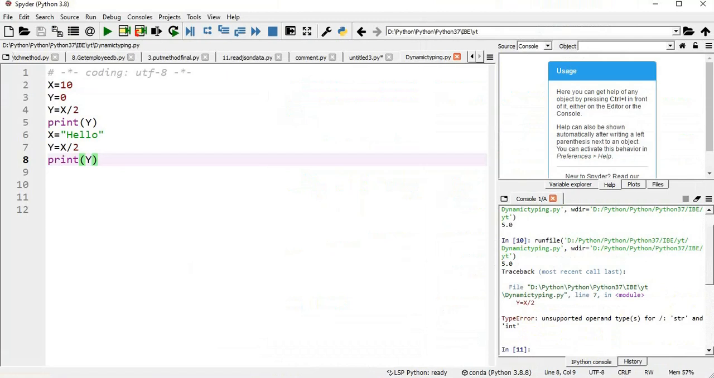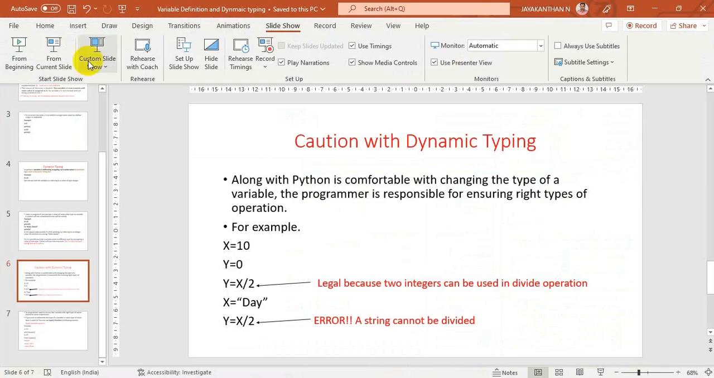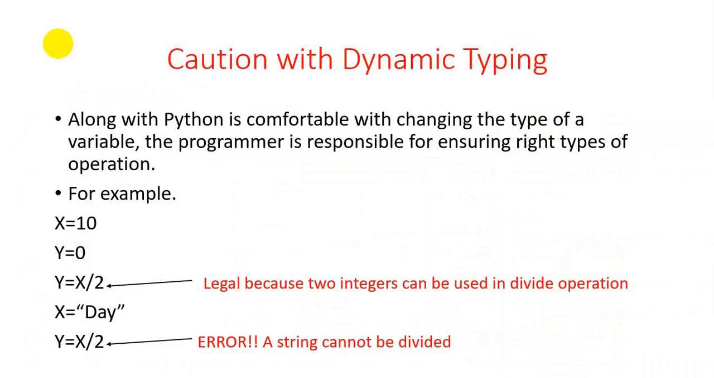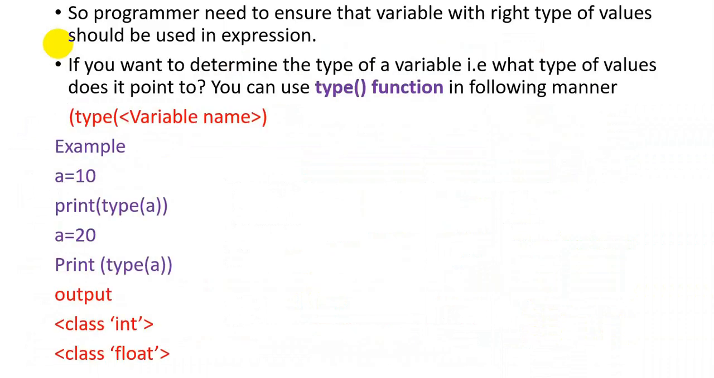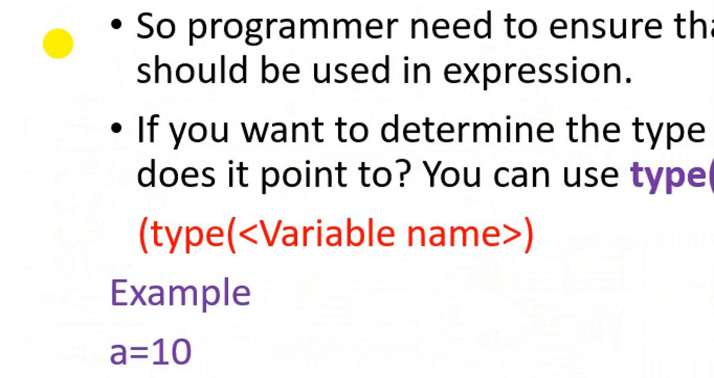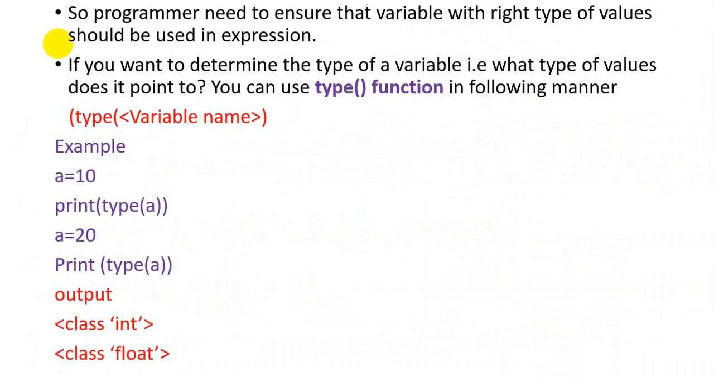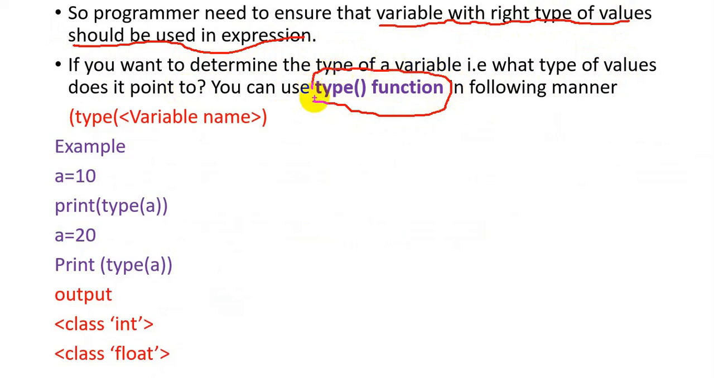So dynamic typing is allowed, but it is the responsibility of the programmer to ensure that the right types are used in an expression or operation. The programmer needs to ensure that variables with the right type of values are used in an expression. If you want to know the type of a variable, what type of value it points to, we can use the type function.